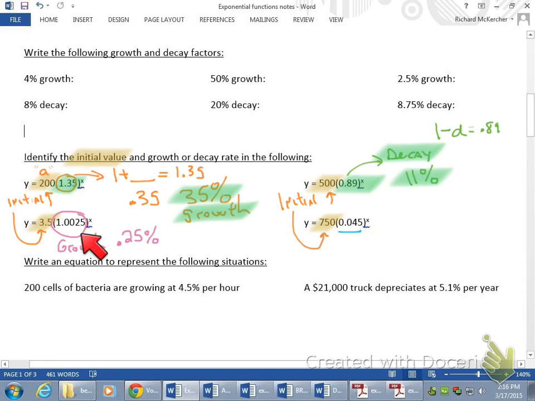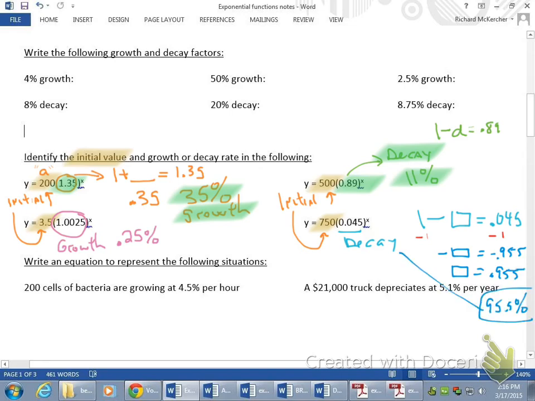We've got a 0.25% growth here. And over here, we have a decay, and we're going to say 1 minus what number would give us that 0.045. If I just do my algebra, subtract 1 from both sides, I find out it has to be 95.5% decay. That's kind of the idea on the decay rate.